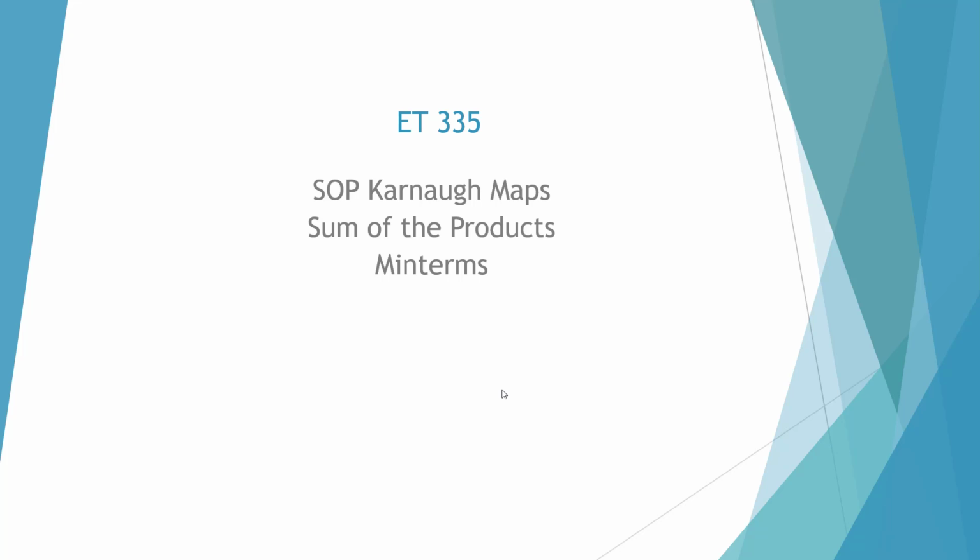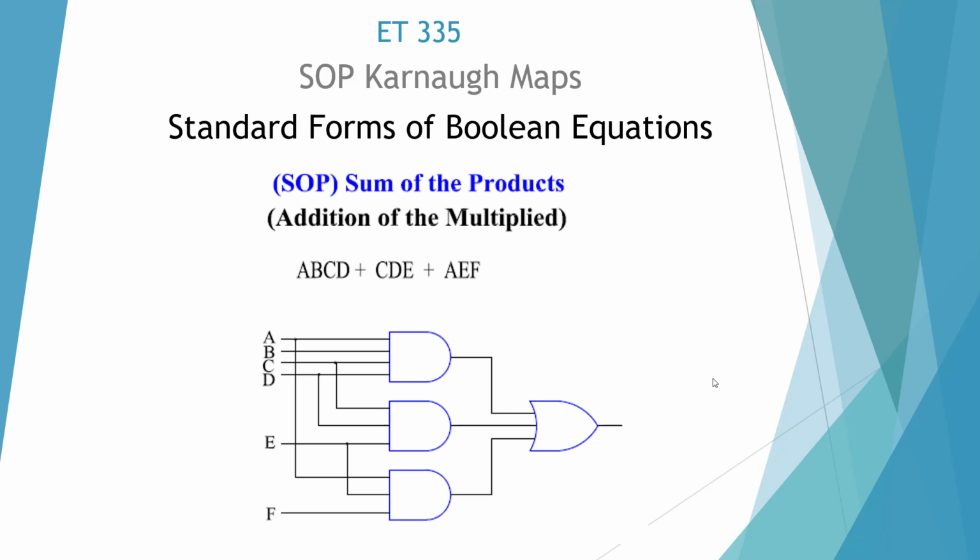Welcome to the ET335 SOP Karnaugh maps, also known as sum of products, and the engineers call these minterms. Here we're looking at standard forms of Boolean equations. There are two of them. SOP is sum of the products, which means addition of the multiplied, which means that we have AND gates feeding into one common OR gate.